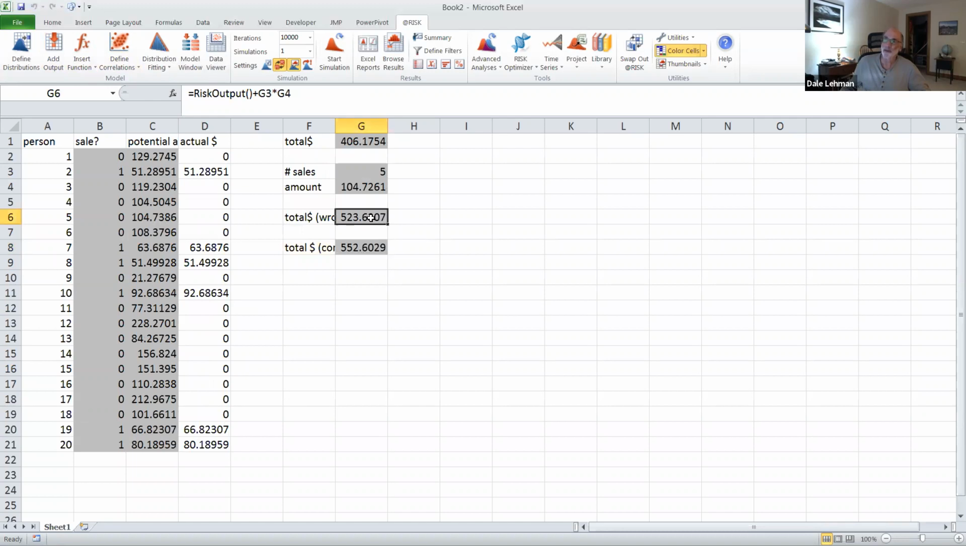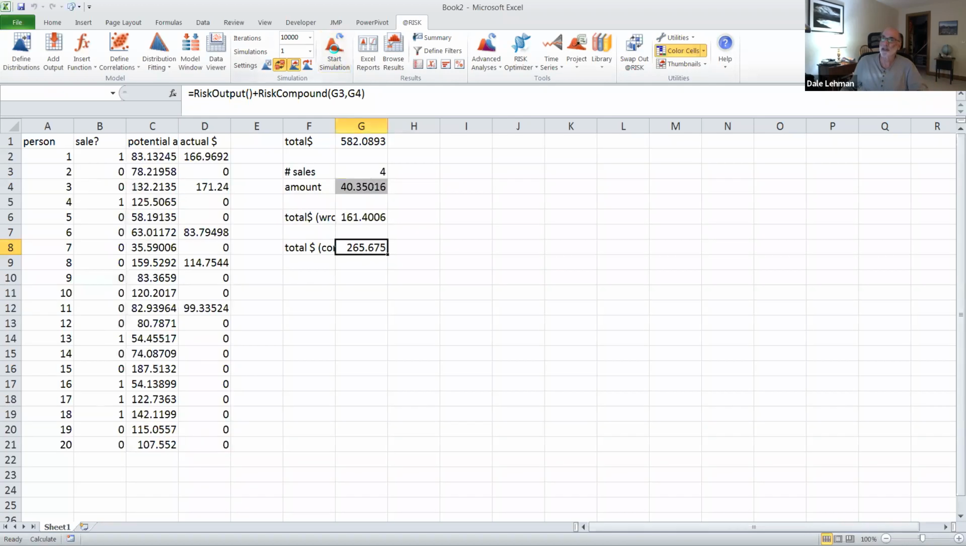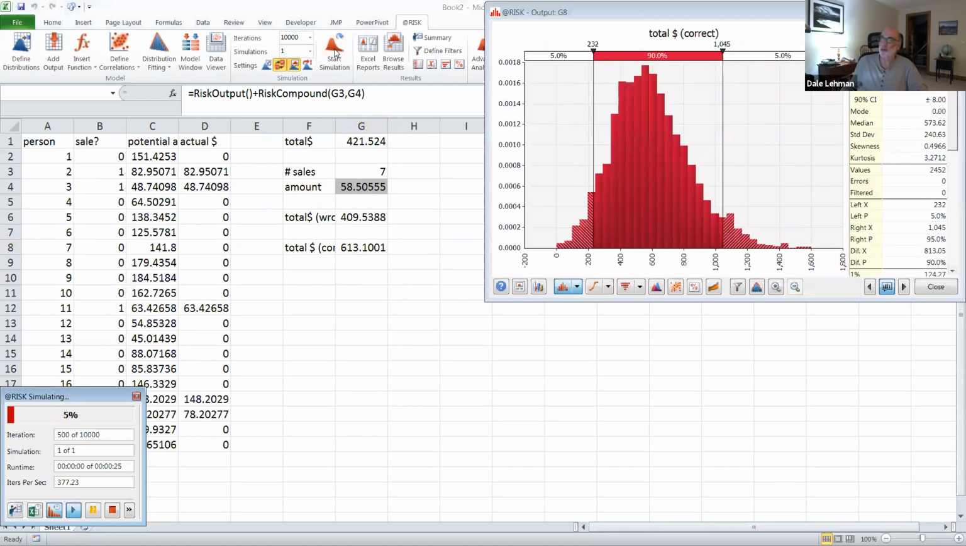So the only difference between this cell, which I will make an output, and this cell, which is wrong, is that here I'm multiplying the 2 together. Here I'm using a special function, the risk compound. What the risk compound does is it looks at this frequency distribution and then randomly picks from the severity distribution a different amount for each of the frequencies that are simulated from G3. So unlike multiplying together, where here all 5 sales would be for $104, if there are 5 sales, each of them has a different amount drawn from the severity distribution. And so we run this now.